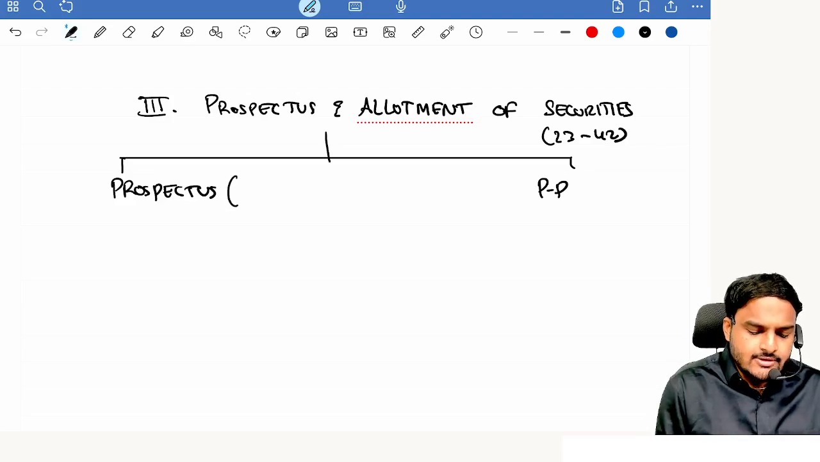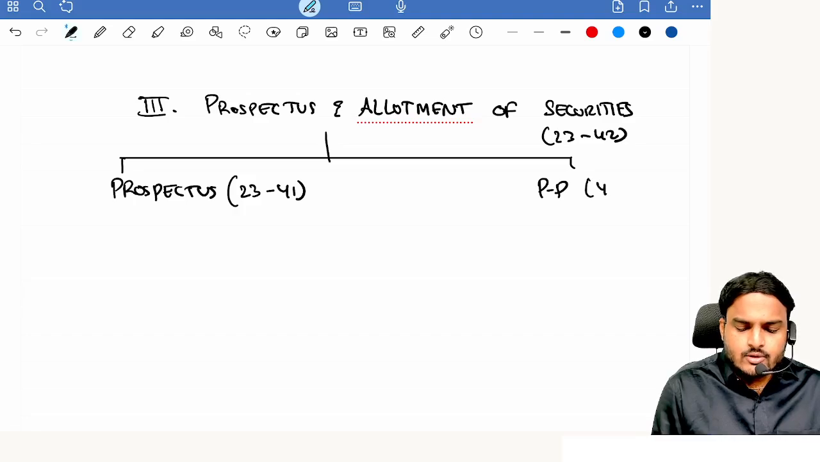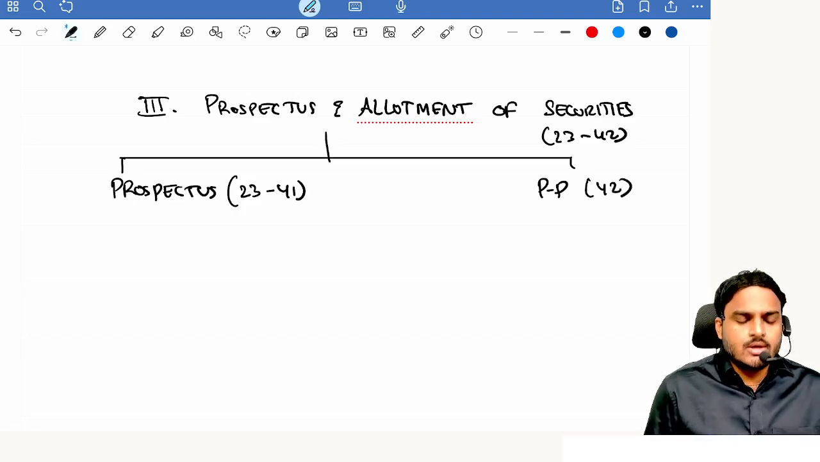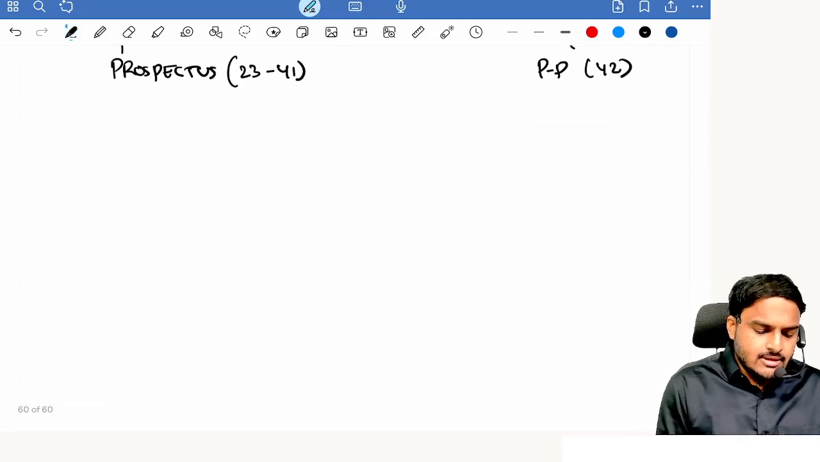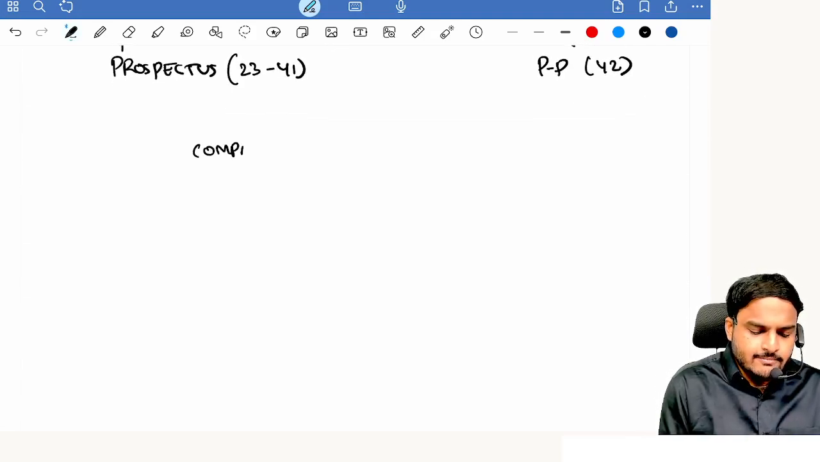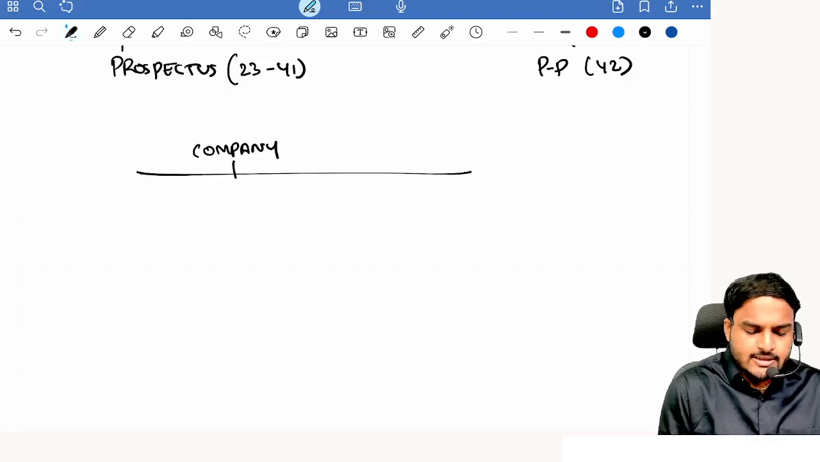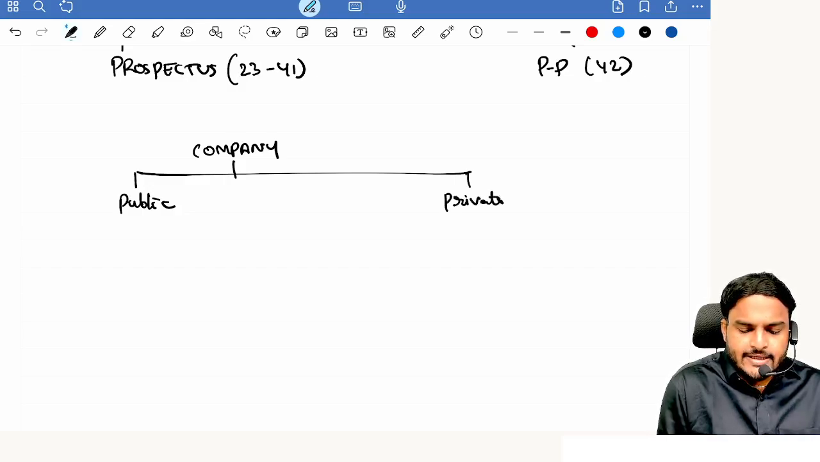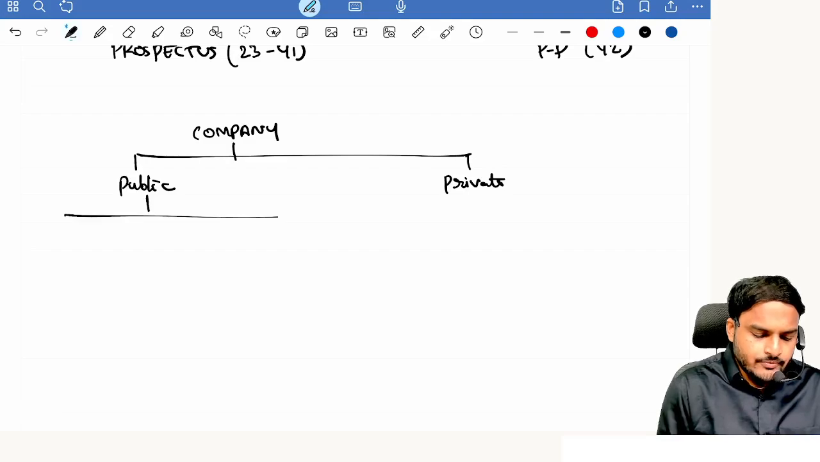So in part 1 we will study section 23 to section 41. In part 2 we will study only section 42. Now how many types of companies do we have? Two types of companies: public company and private company. If a public company needs funds, they can go to existing members. First they will give preference to the existing owners of the company.